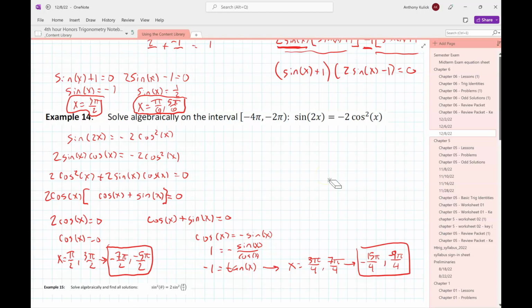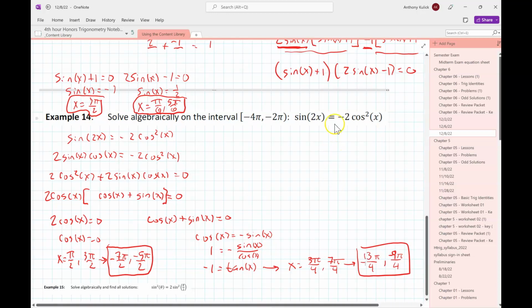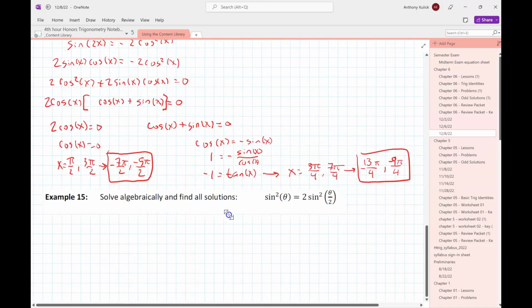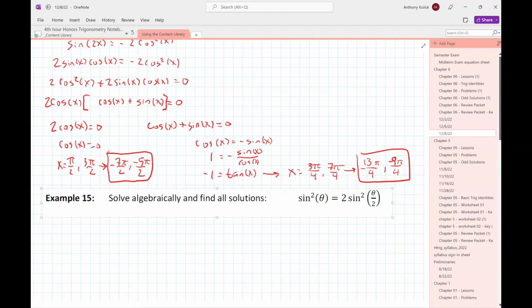Ooh, this was supposed to be 13. I can't do my arithmetic. Sorry, negative 13 pi over 4. And then I got one more example to do.